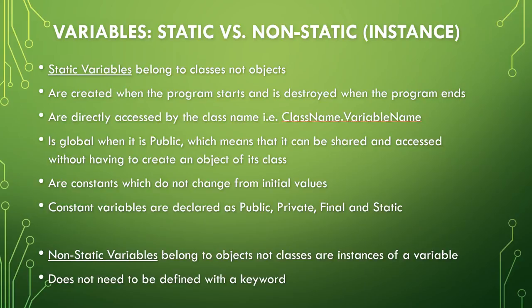It's global when it's set to public, which means that it can be shared and accessed without having to create an object of its class. Static variables are constants which do not change from their initial values. And constant variables are declared as public, private, final, and static.